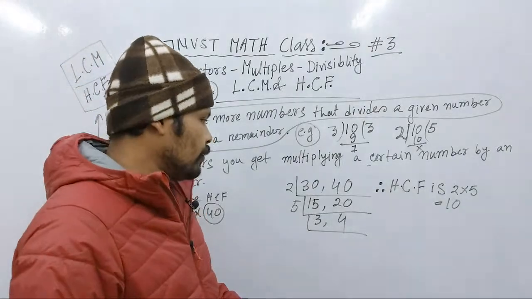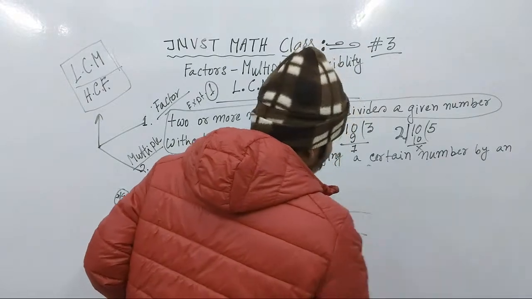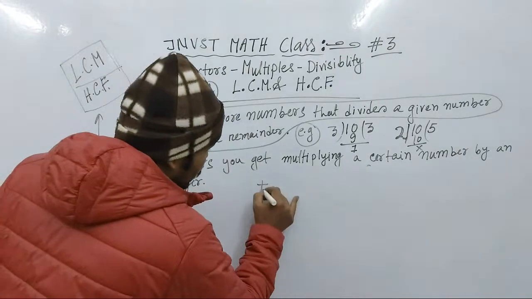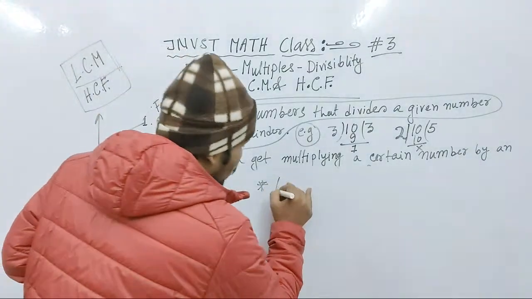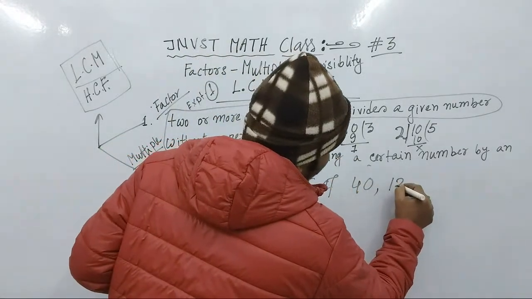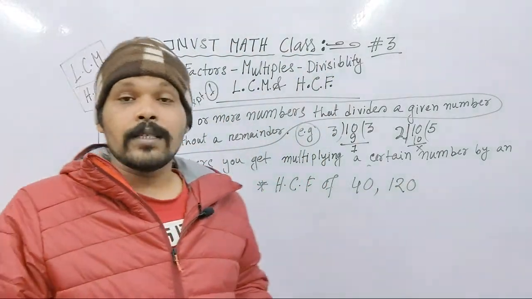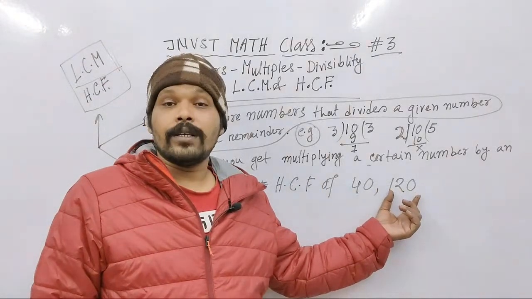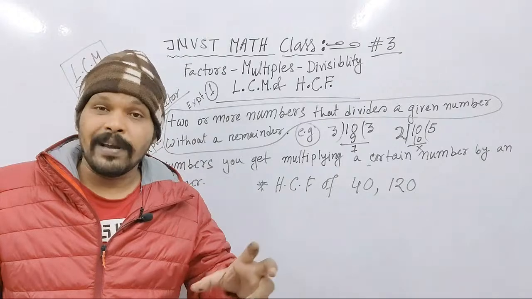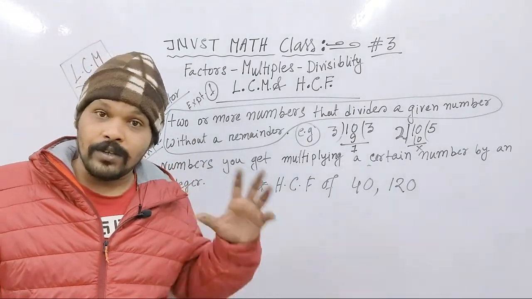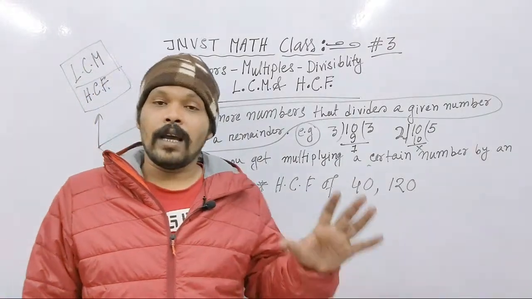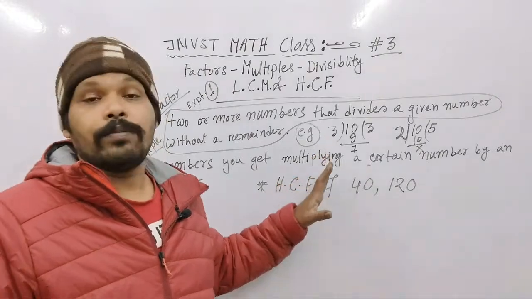So now my question is, very shortly you have to answer me: what is the highest common factor of 40 and 120? So one by one after another, we will discuss today some important matters. So many important matters are there in this chapter, and we have to know each and everything of this chapter clearly. We have to have the clear sense of this chapter.